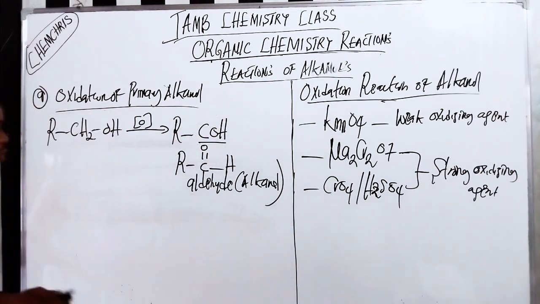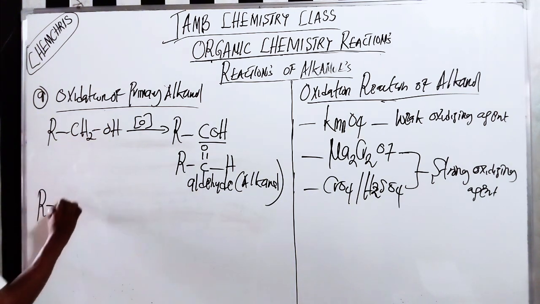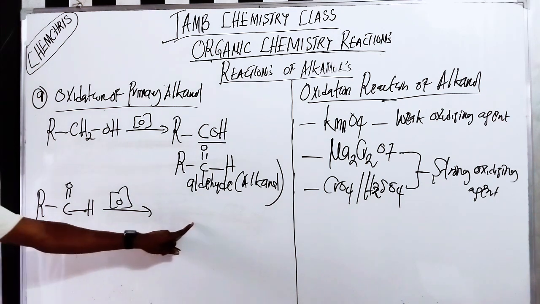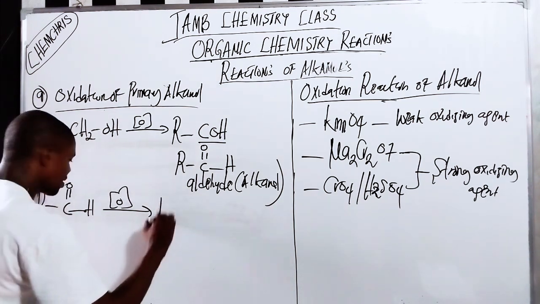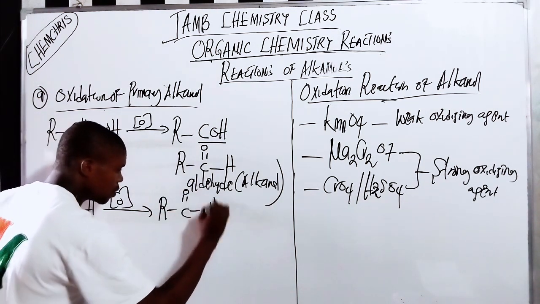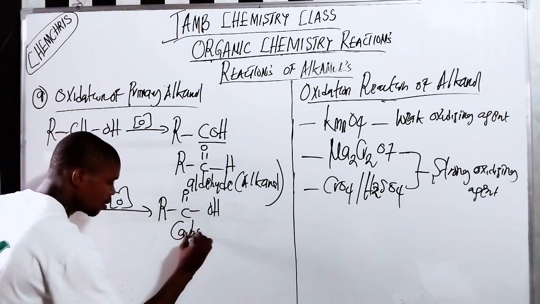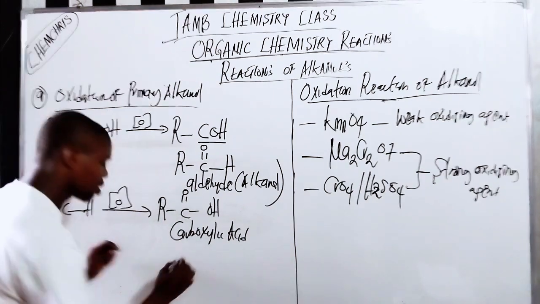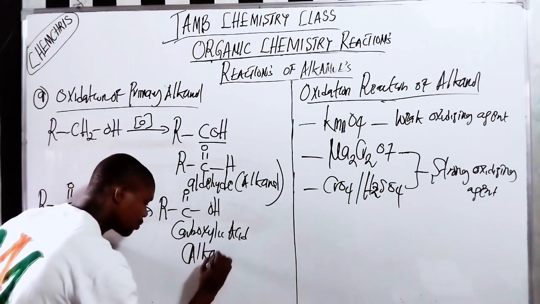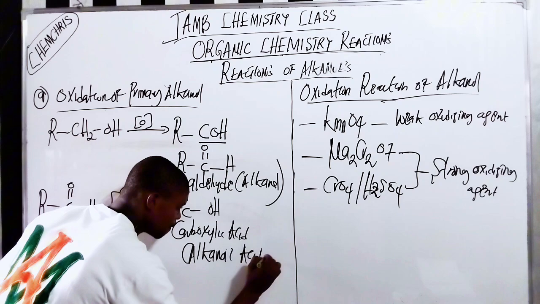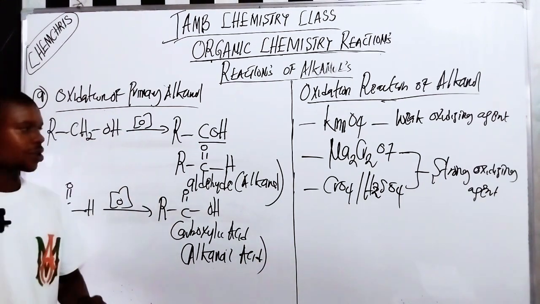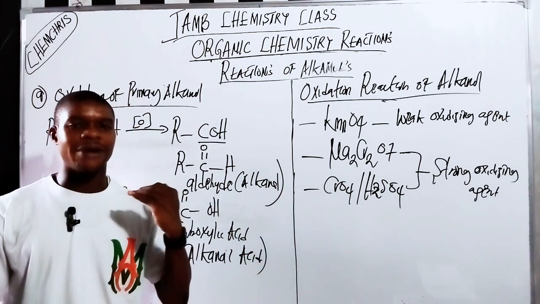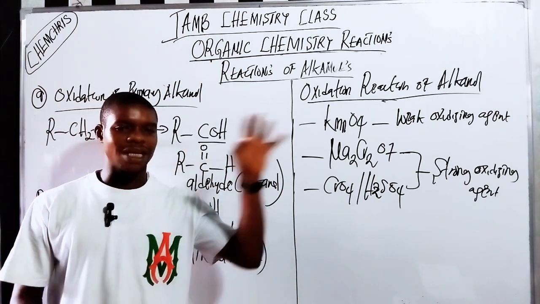Now, further oxidation. When you oxidize it further, you are going to produce carboxylic acid, which is known as alkanoic acid. So primary alcohol can be oxidized to aldehyde, and further oxidation will produce a carboxylic acid.